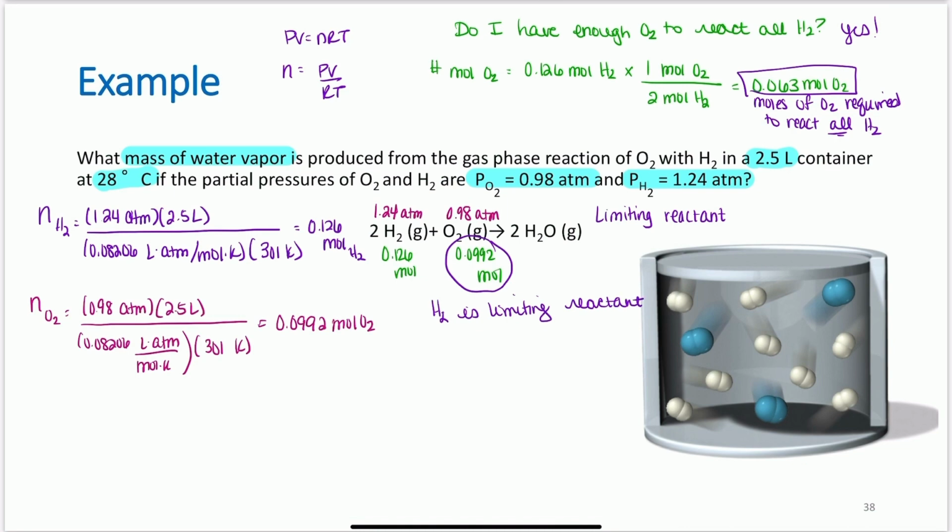Now that I know what my limiting reactant is, I can use the number of moles of my limiting reactant to see how much water vapor will actually be produced. So the number of grams of water is going to be dependent upon that 0.126 moles of H2 I'm reacting. 0.126 moles of H2 form 2 moles of water for every 2 moles of hydrogen.